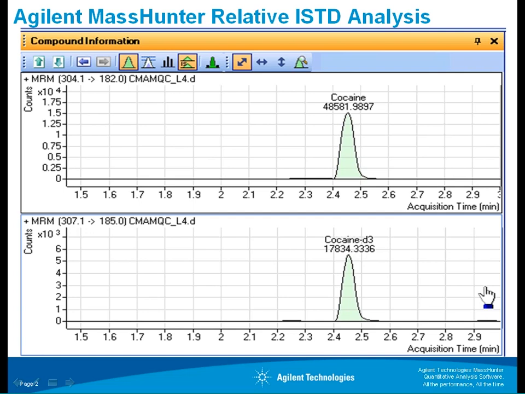A relative ISTD analysis is to assume that the response factor of the ISTD is the same as the target. So in the case of a deuterated or carbon-13 labeled compound that we're using as the ISTD analog, this assumption is quite valid. The ISTD analog has almost indistinguishable physical properties. So even though the chromatographic separation does not occur, the mass spectrometer can see these two compounds as separate because of the mass difference.